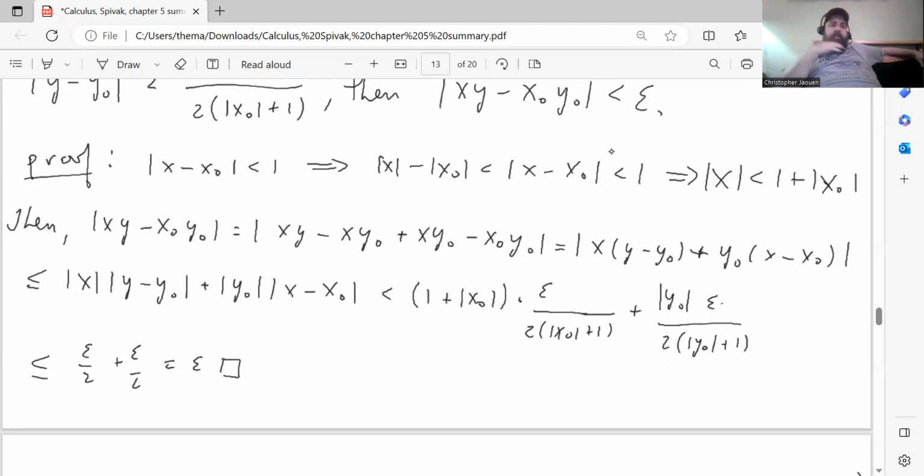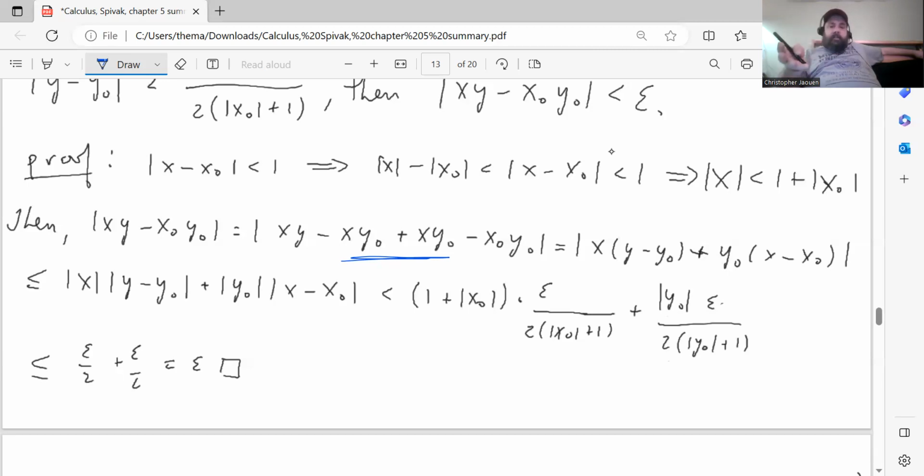Okay, and then using that fact, absolute value xy minus x0 y0 is equal to absolute value xy minus xy0 plus xy0 minus x0 y0. Again, these are equal because it's basically like I added 0 here. That doesn't change anything. Okay, and just rearranging some things here, factoring by grouping. So this is x times y minus y0 plus y0 times x minus x0. And then by the triangle inequality and properties of absolute value, that's less than or equal to absolute value x times absolute value y minus y0 plus absolute value y0 times absolute value x minus x0.